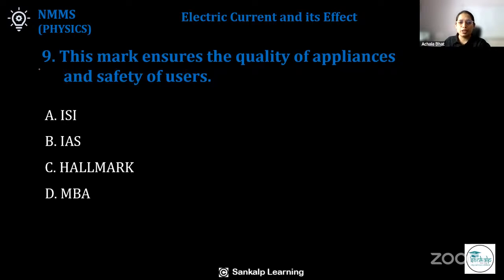Let us see question number 9 of NMMS Physics chapter Electric Current and its Effect. This mark ensures the quality of appliances and safety of users. Which mark ensures the quality of appliances and safety of users? A. ISI, B. IAS, C. Hallmark, D. MBA. I can directly eliminate IAS and MBA. Yes, ISI and Hallmark. Which one is correct?